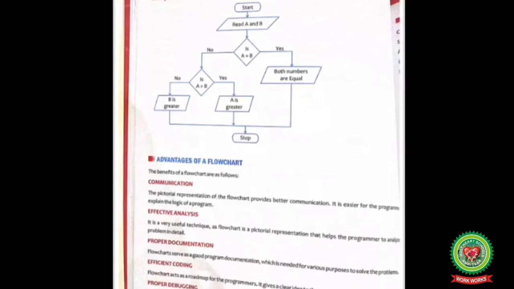So today we have discussed example 3 on page number 48, find the greatest of two numbers. Now revise this flowchart at home.